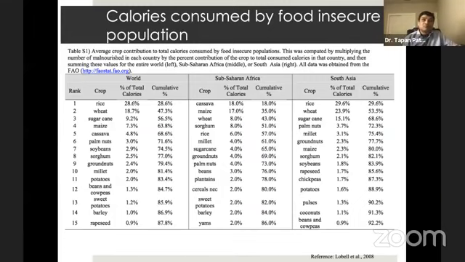So if you think about the main staple crops, rice, wheat, and maize, roughly 50 to 60% of the calories consumed by the global population or the regional population come from those main staple crops. Of course, different regions may have different combinations of calories, but those are the main crops.